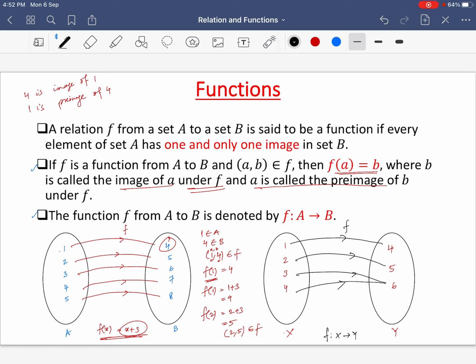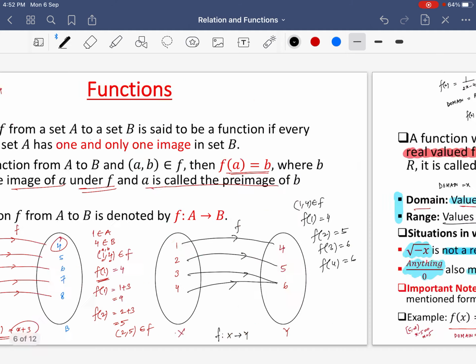And you see here (1, 4) is an element of f. So f(1) is equal to 4, f(2) is equal to 5, f(3) is equal to 6, and f(4) is also equal to 6. So in this way we see that if each element of A has one and only one image, then that relation is known as a function.